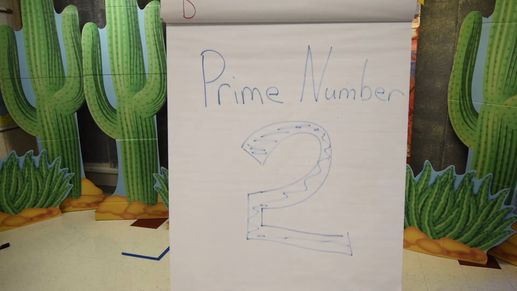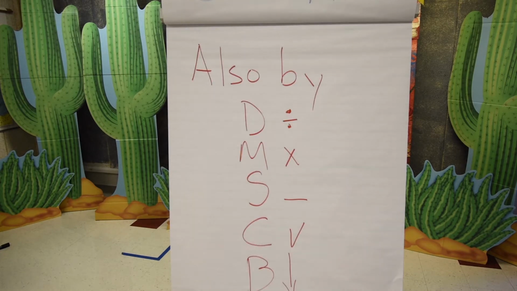Today's Mr. Hill Math Minute is brought to you by the prime number 2, the only even number that's prime. Also brought to you by, does McDonald's serve cheeseburgers? Your 5 steps to long division success.